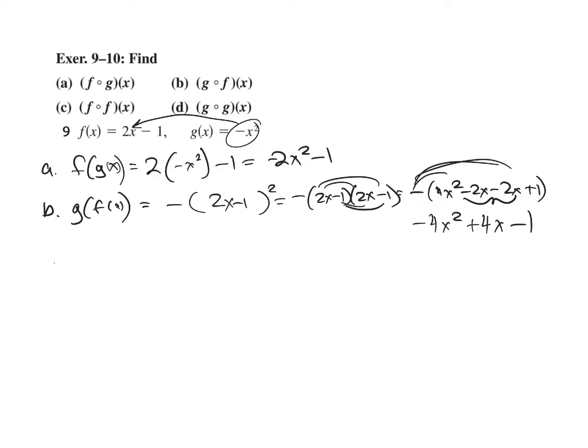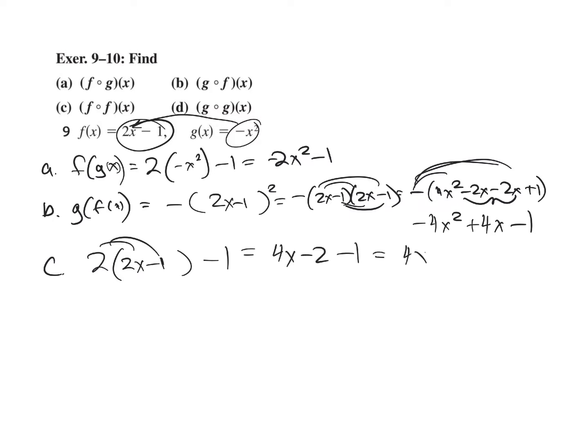Okay, and then C is f of f. So now you're putting f of x into itself. So 2 times x minus 1. So x is supposed to be f of x, which is 2x minus 1. Distribute and simplify. 4x minus 2 minus 1 gives me 4x minus 3.